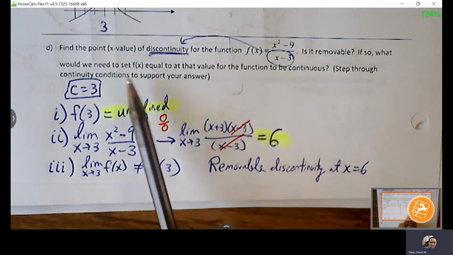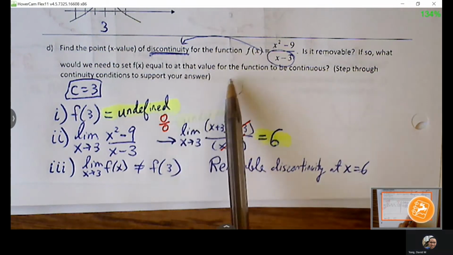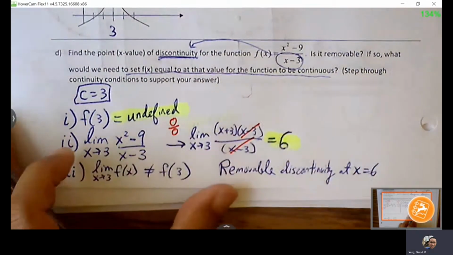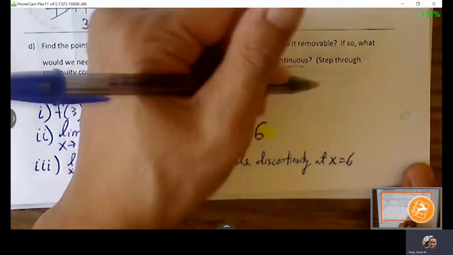Next question here. If there's a hole, which we know there is, what will we need to set f of x equal to for the function to be continuous? We know there's a hole in the graph. The graph is 1 point away from achieving continuity. So where's that hole and where can we plug it?